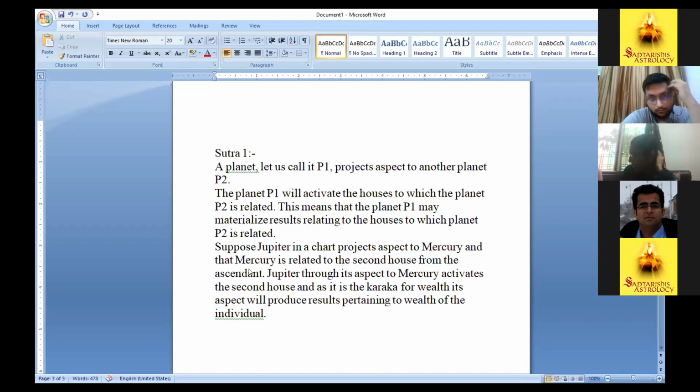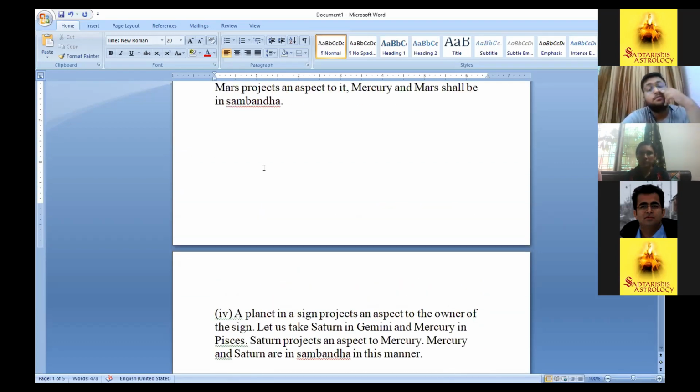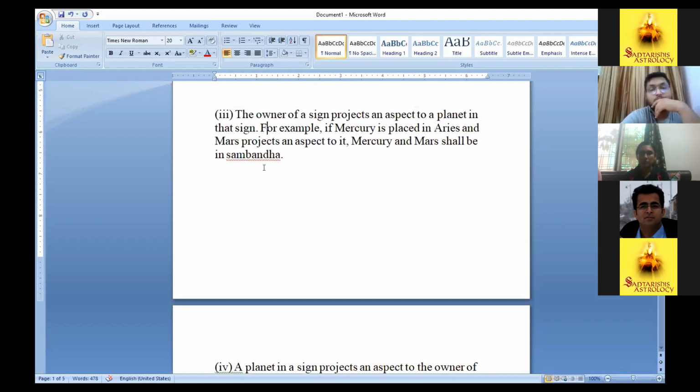Someone is asking questions. Saraswati, I think. Sir, I find the third and fourth ones are similar. Is there any difference? I didn't understand the difference. Third and fourth rule. Let me check it. In one, the dispositor is aspecting the planet and in the other, the planet is aspecting the dispositor. So it is the other way around.